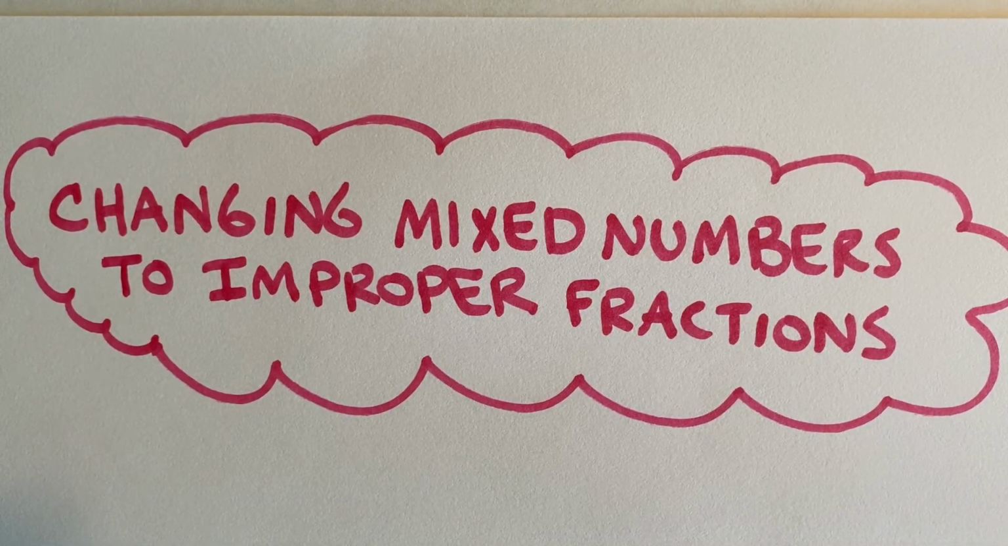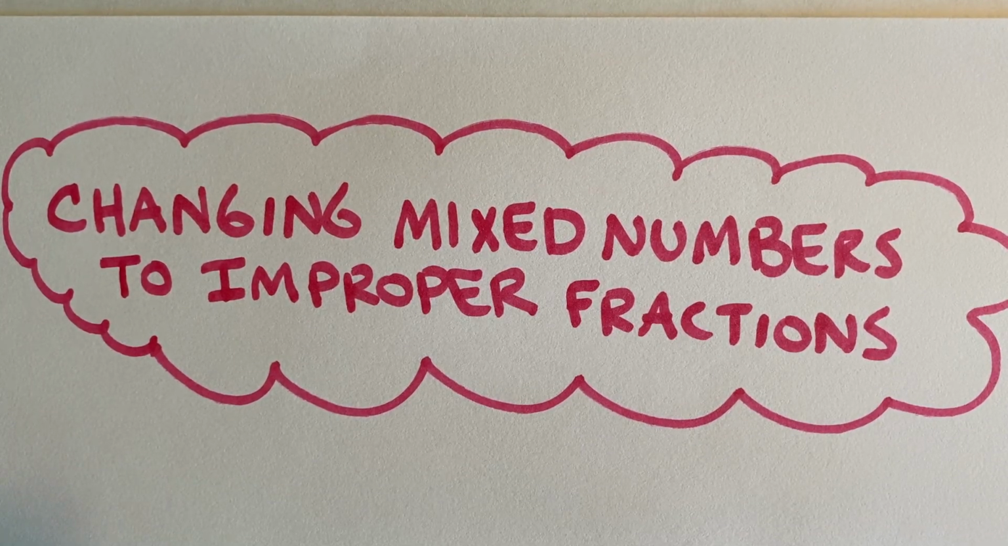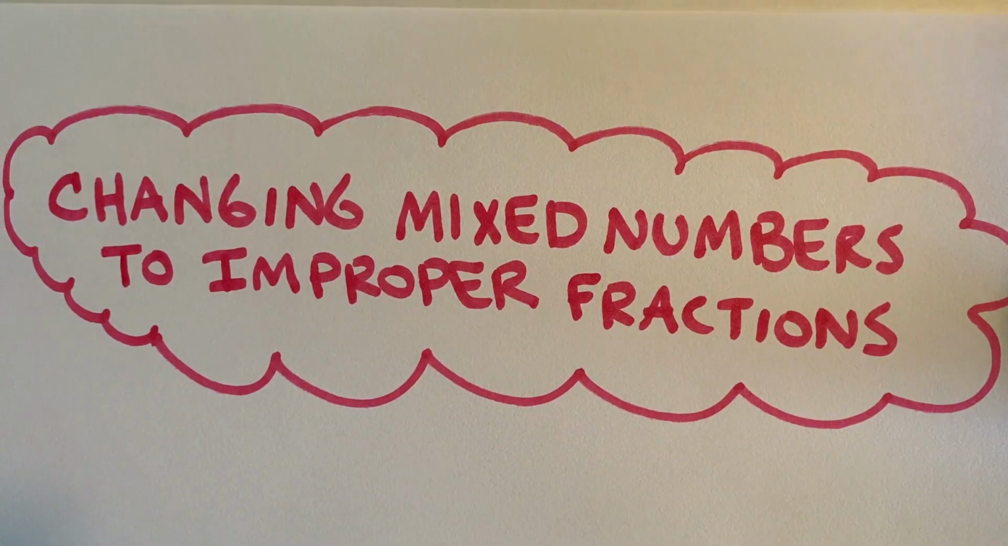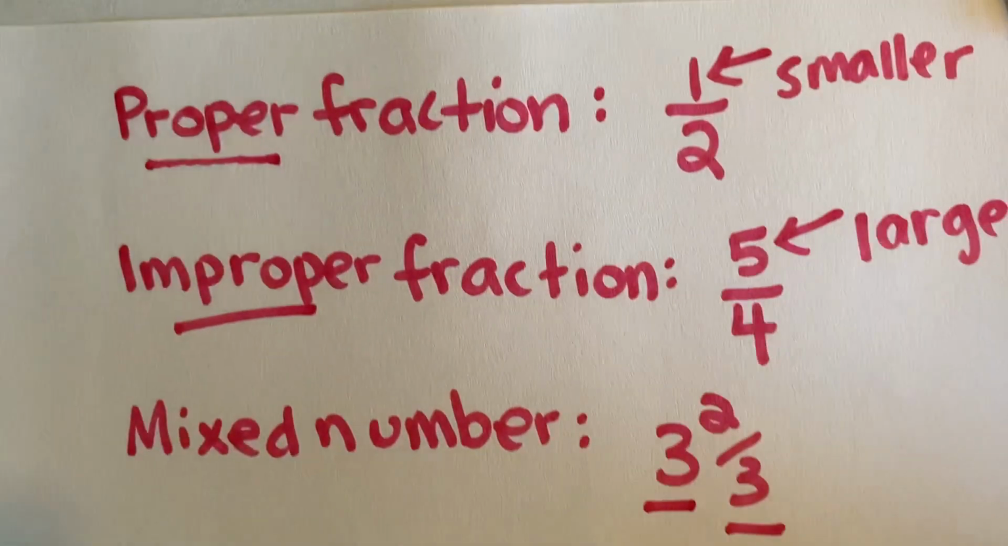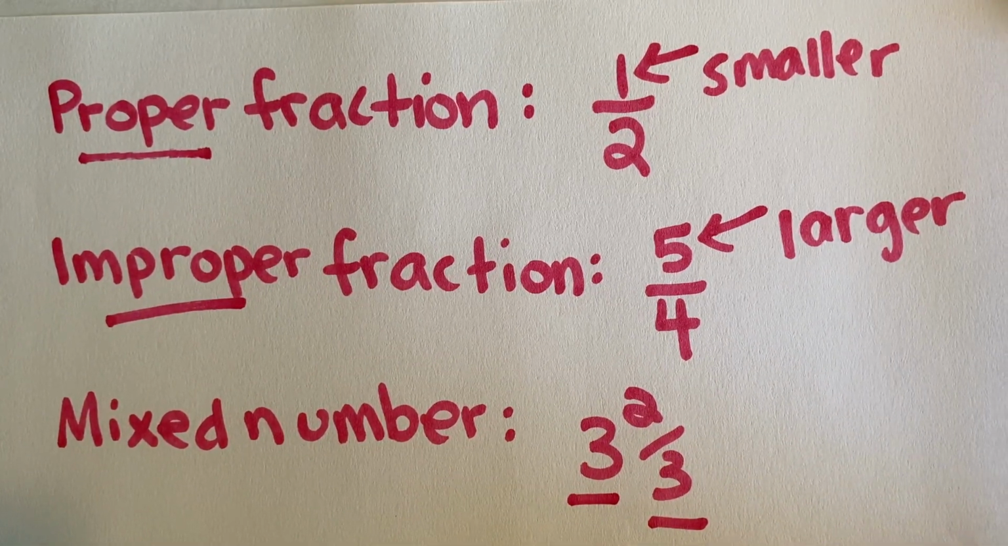Hello, mathematicians. Today's lesson is on changing mixed numbers to improper fractions. There's a lot of language just in that little statement, so we're going to go over a few definitions really quickly. Those three things are proper fraction, improper fraction, and mixed number.